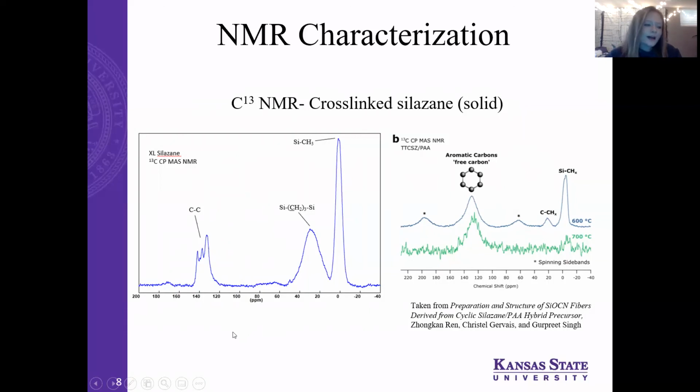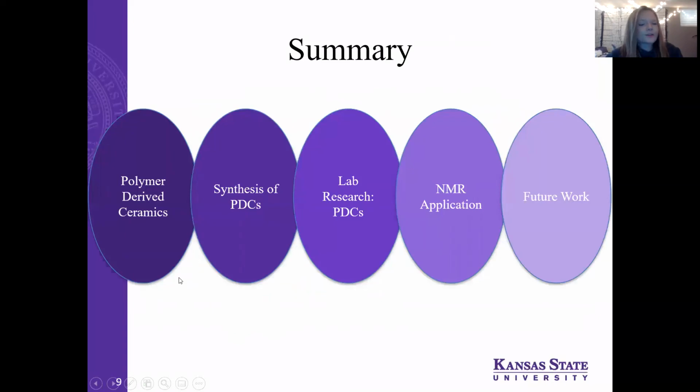So now that we've done our NMR analysis, in summary, I talked about the polymer-derived ceramics. I talked about the synthesis of those polymer-derived ceramics in detail. I talked about my own lab research related to PDCs and the NMR application for that. And then in the future, I'll be making composite fibers with graphene oxide in order to improve the toughness. There's been research out there already that graphene oxide added to a polymer can improve mechanical properties. So that's what I'll be doing in the future.